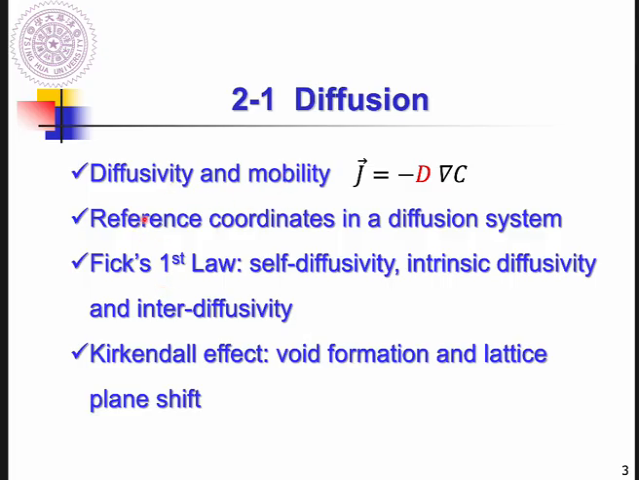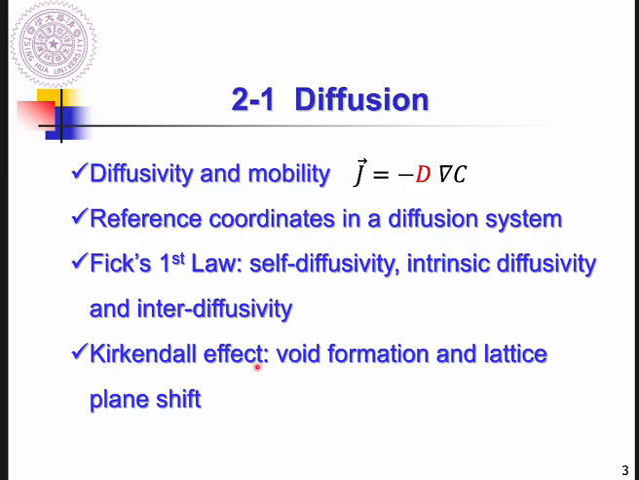And following that, based on Fick's first law, due to the different reference coordinates in our diffusion systems, people usually have three different types of diffusivity, including the self diffusivity, intrinsic diffusivity, and interdiffusivity. All of them are based on different reference coordinates and different material systems. Under what conditions you use which one, we will show you later. And the last one to close the section will introduce the Kirkendall effect.